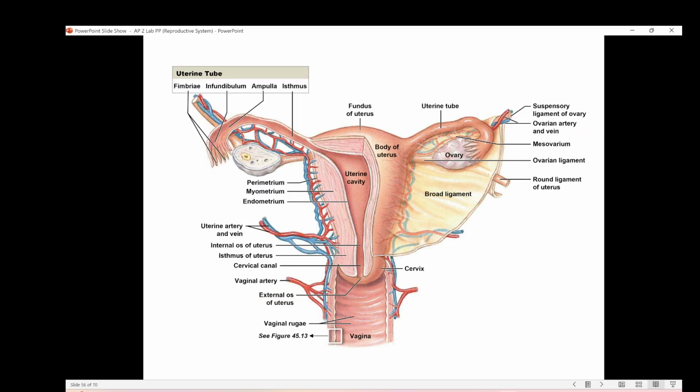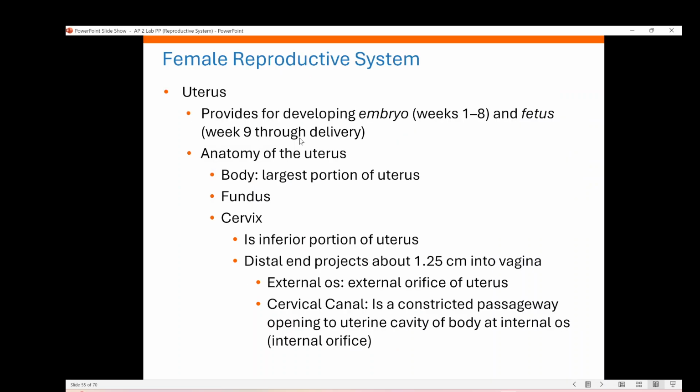I just want to show you over here. There's just one other picture here. Here it's cut. We can see the fimbriae nicely, right? Fimbriae, infundibulum. Again, the ampulla here, and then the isthmus over here. So those were the fallopian tubes. And again, as I said, they lead to the uterus. So let's take a look at the uterus now.